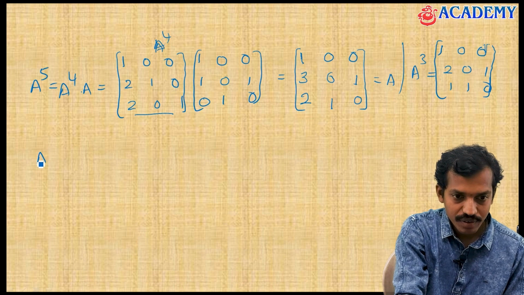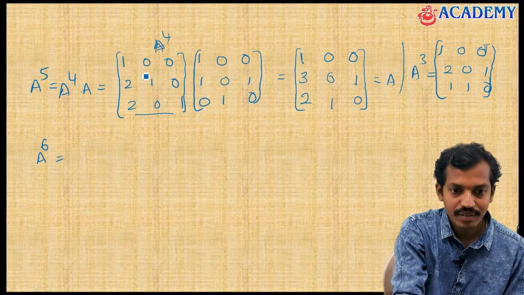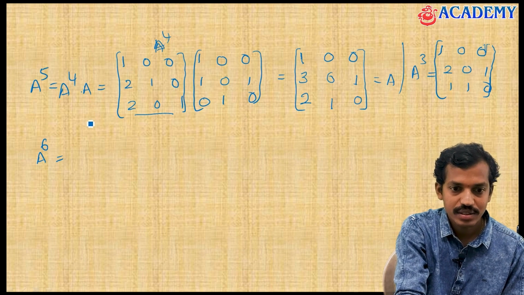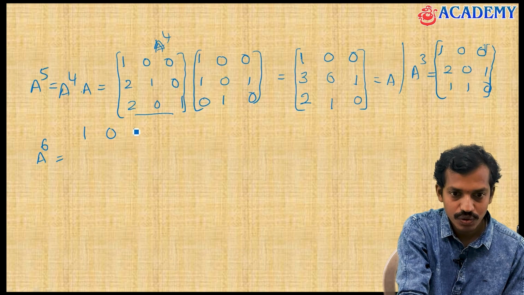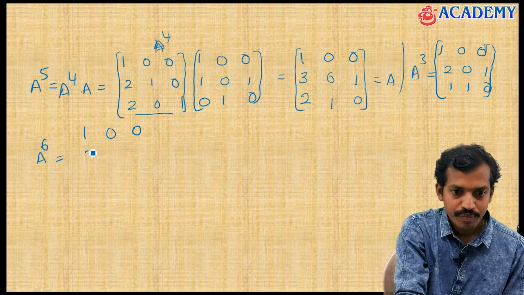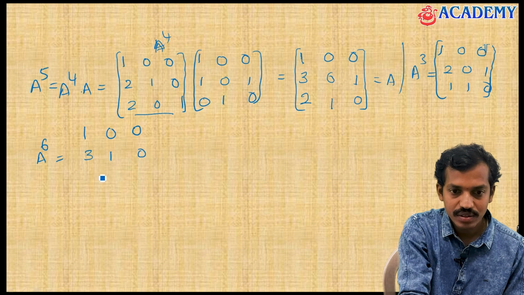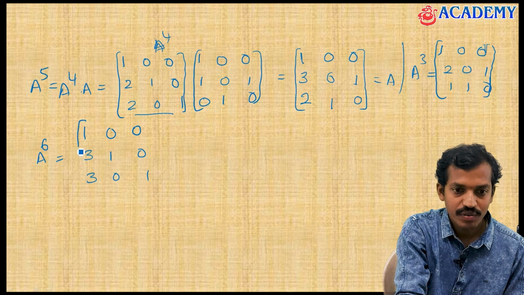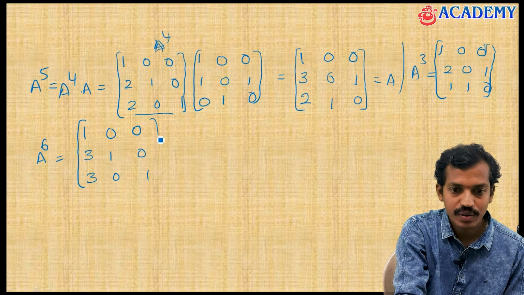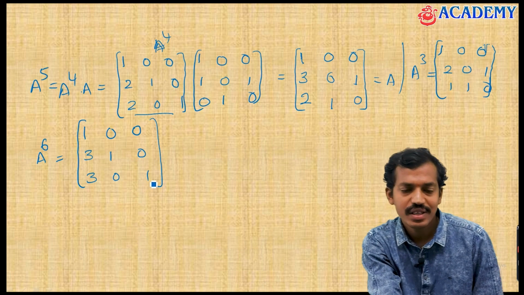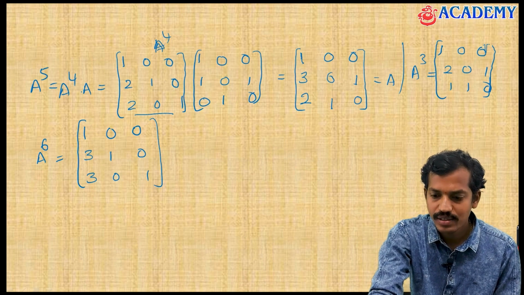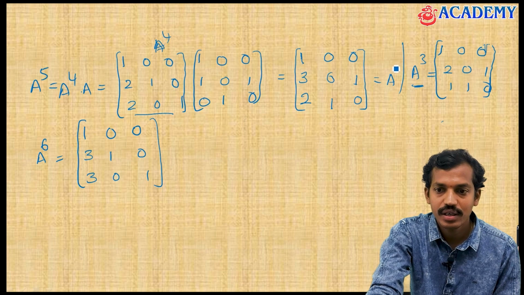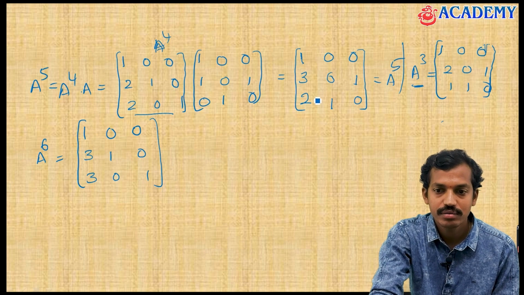I will write A to the power of 6 here. Based upon this, if you can check, you will get 1, 0, 0, 3, 1, 0, 3, 0, 1. If you follow same, A to the power of 5 into A, you will get A to the power of 6. See, same format. Let's see, A to the power of 3, and this is what? A to the power of 5.